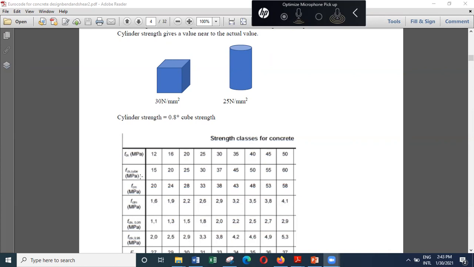So that's why two values are given. One is for the cube, the other one is for the cylinder. And when the cylinder strength is 25 newtons per millimeter squared, the corresponding cube should give a value of 30 newtons per millimeter squared. So the cube strength gives a higher value than the actual strength, whereas the cylinder strength gives the exact value. Is that clear? Is it clear?